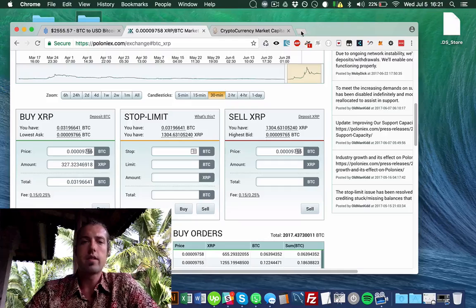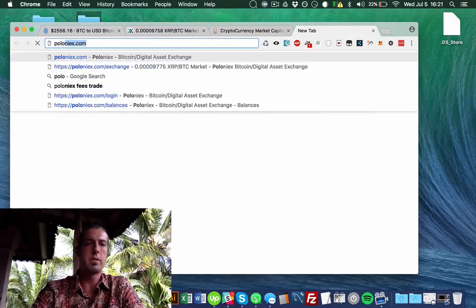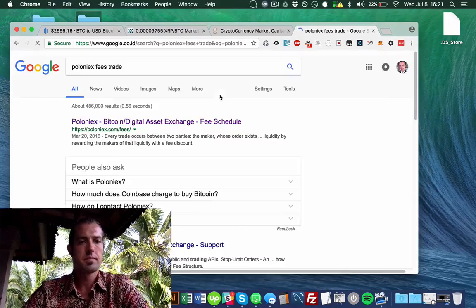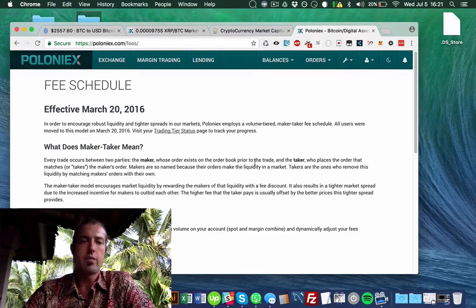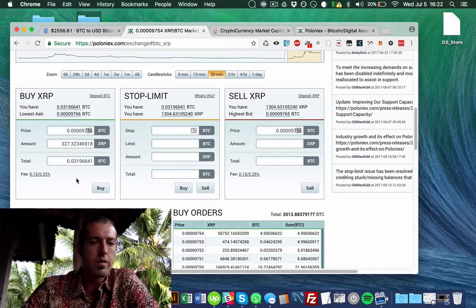On Poloniex, it wouldn't call it a limit buy. It's maker and taker, so you're going to look up Poloniex fees. And it's not like GDAX where the limit trades are free. You still are paying 0.15%. A maker is basically a limit where you're buying below or selling high, and a taker is you're just taking the price as it is. And here's the fee right here.